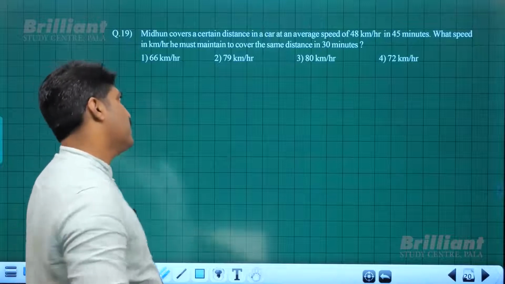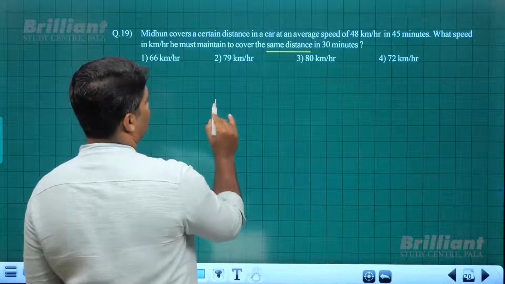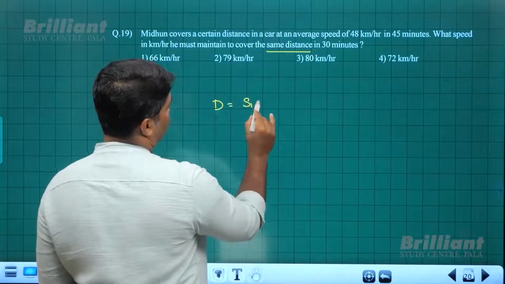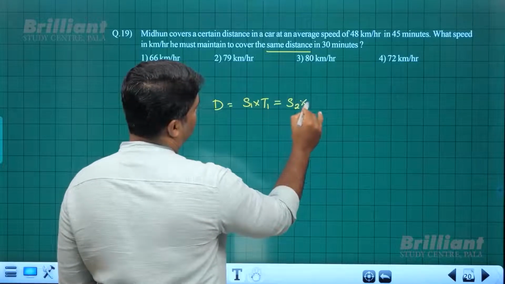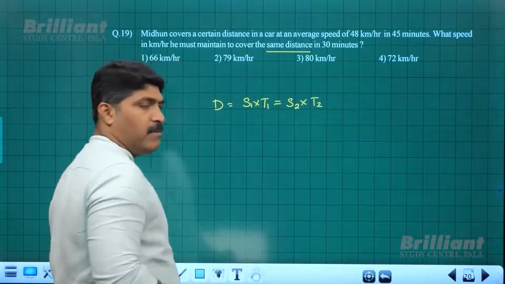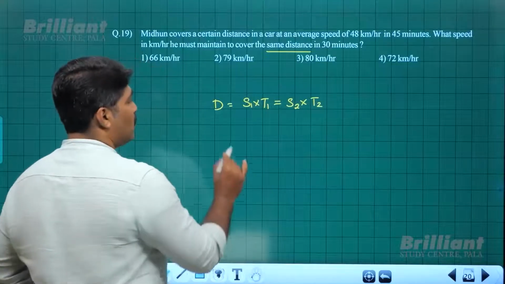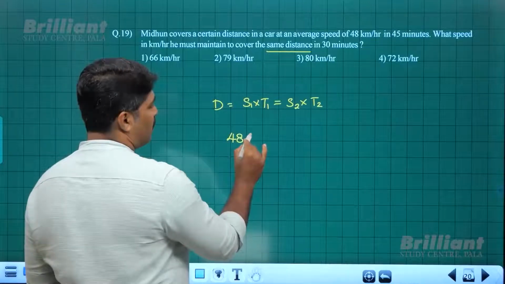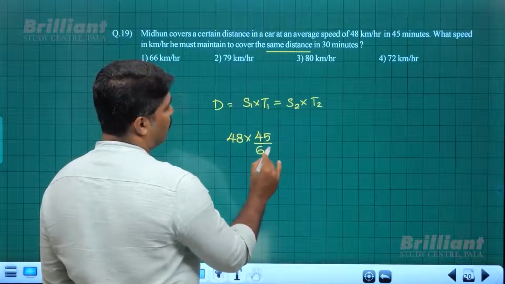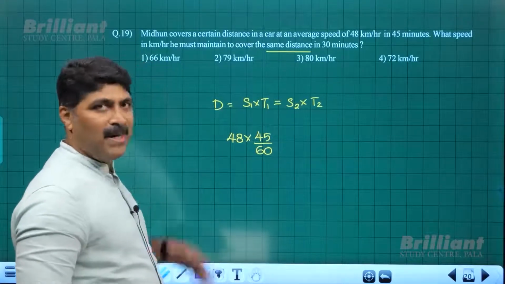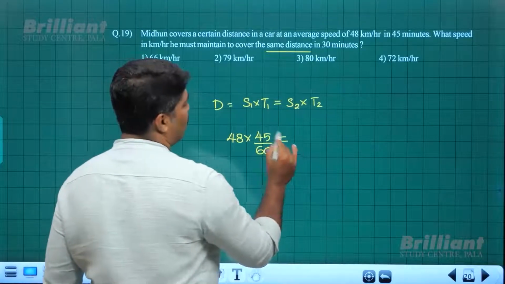Same distance. So distance should be same. Correct. So here we know that distance is equal to speed 1 into time 1, or if there is another speed and time, that is the same as speed 2 into time 2. Correct. So here 48 km per hour, and the time is 45 minutes. This 45 minutes we have to convert into hours, but in this case it's not mandatory because we can consider what will be the final step.